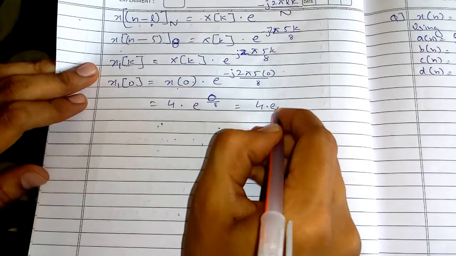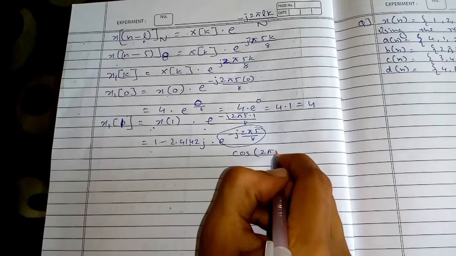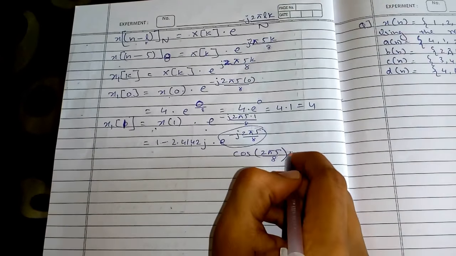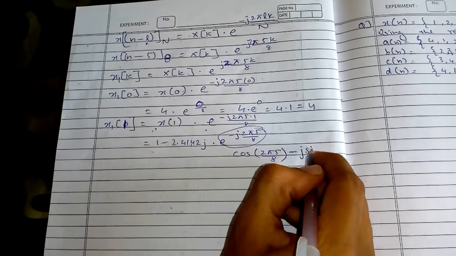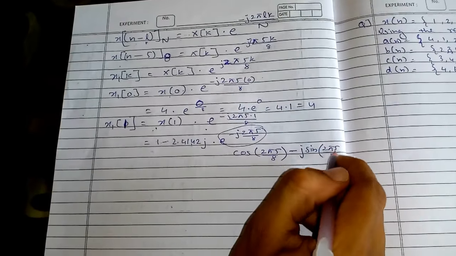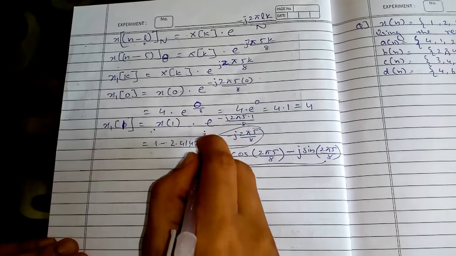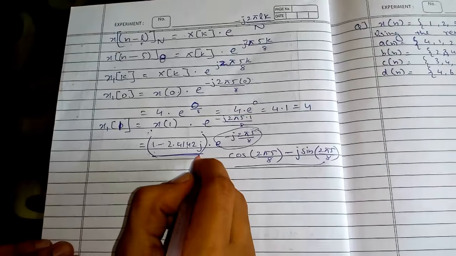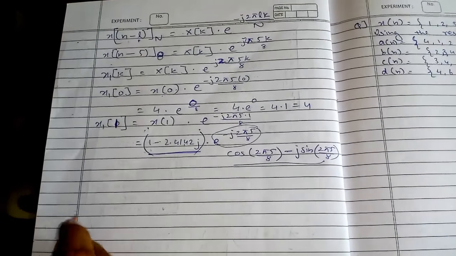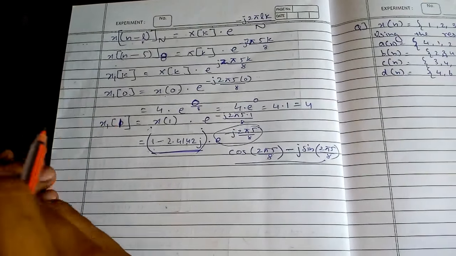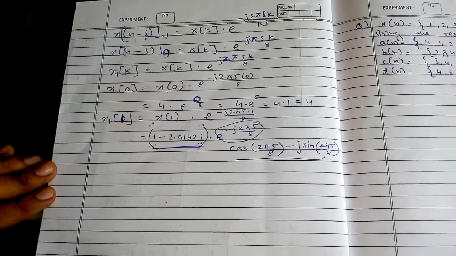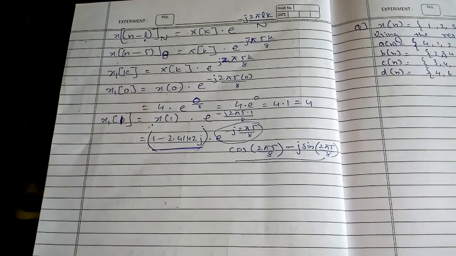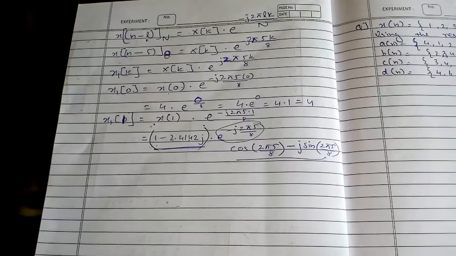I can expand it using cos of 2 pi 5 by 8 minus j sine 2 pi 5 by 8. Put this in calculator, whatever answer that you get, multiply with this number and you will have X1 of 1. Similarly, you can find X1 of 2, X1 of 3, X1 of 4, X1 of 5, 6, 7, and that will give you your answer. Okay.